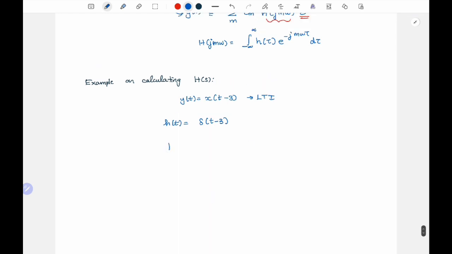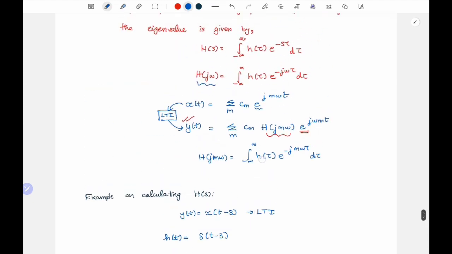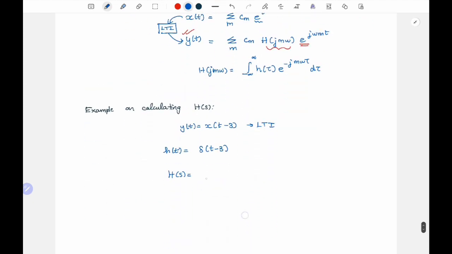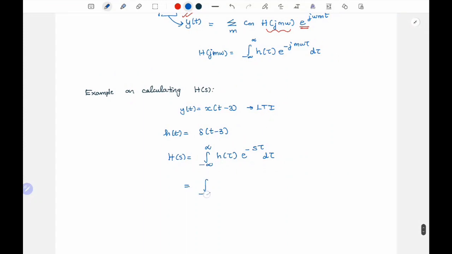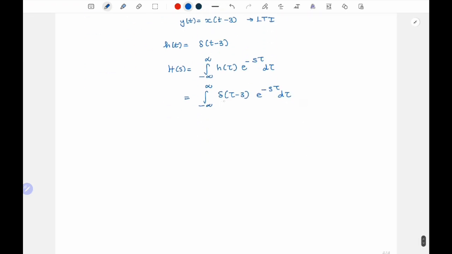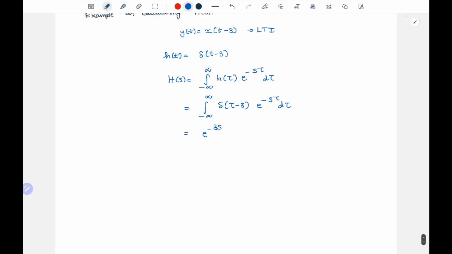So then you can find H(s). H(s) is the integral from minus infinity to infinity of h(τ) e^{-sτ} dτ, correct? And this is nothing but the integral of δ(τ minus 3) e^{-sτ} dτ. When there is an impulse like this, you know what value it will see. So this τ will just be replaced with 3, giving e^{-3s}. This is H(s).